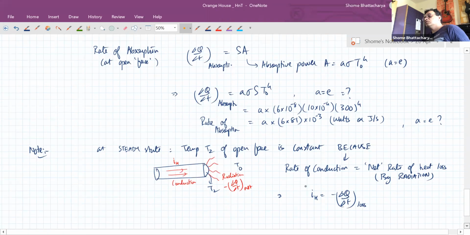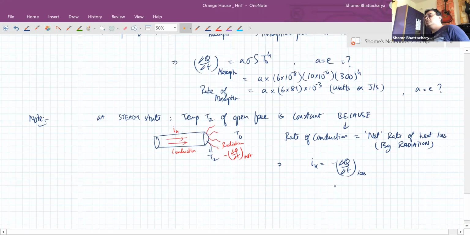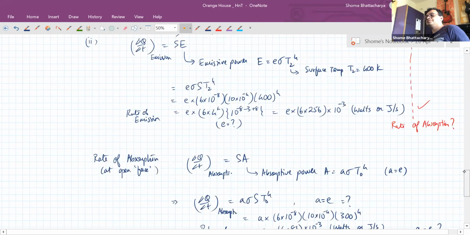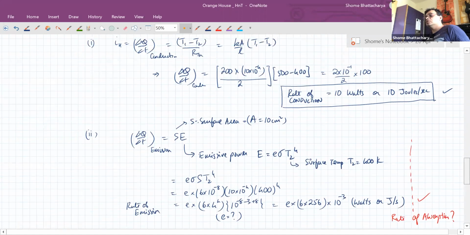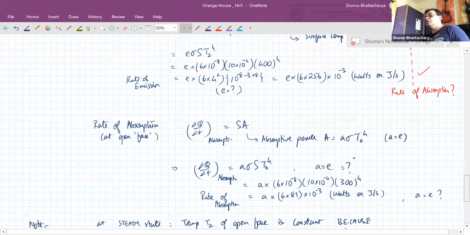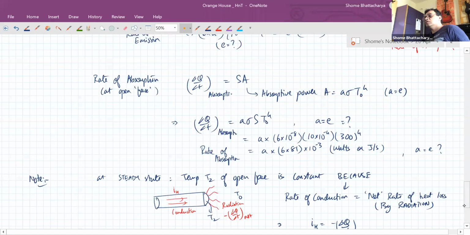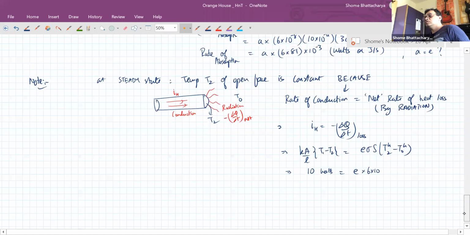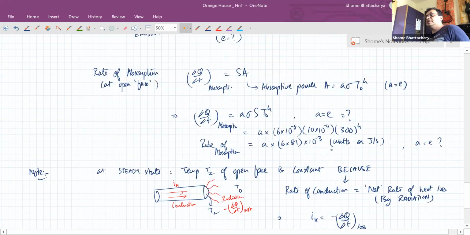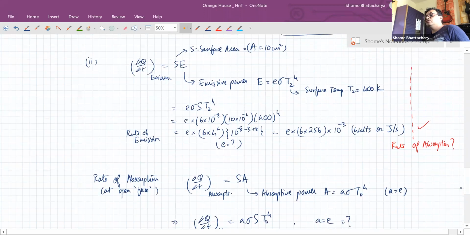So this heat current was KA by L into T1 minus T2. And this net rate of heat loss is equal to E sigma into surface area, in this case, T2 to the power 4 minus T0 to the power 4. So this we had already calculated. It was 10 joules per second or 10 watts. But this is equal to that unknown emissivity into six into 10 raised to the power minus 3. But this is 81 factor here. And this factor is 256, right?